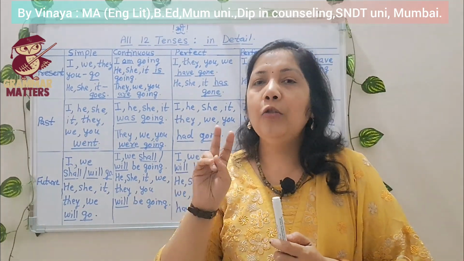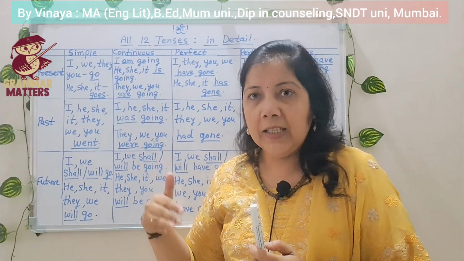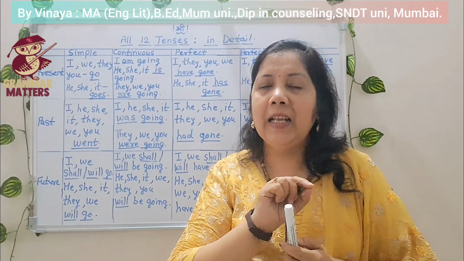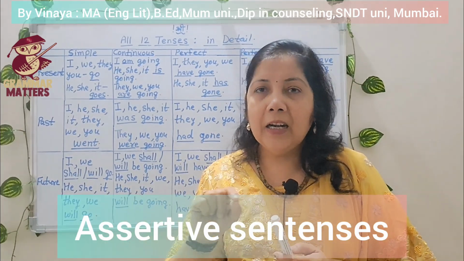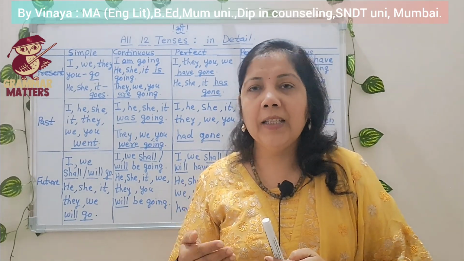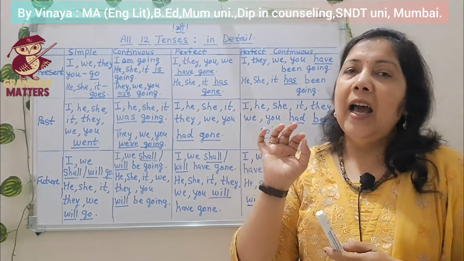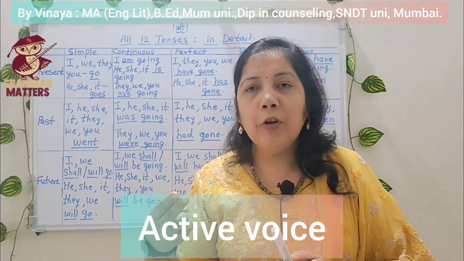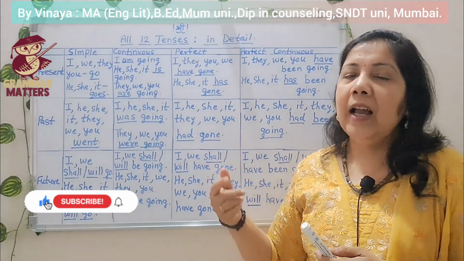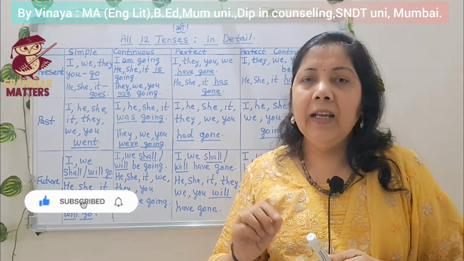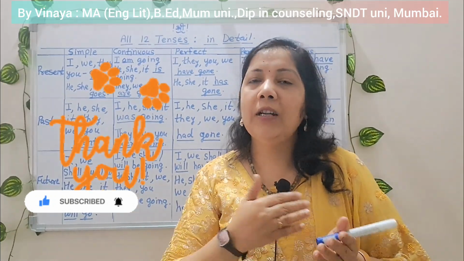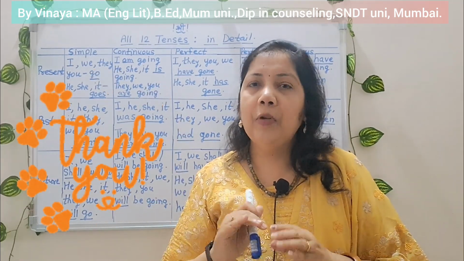I think everything I have explained in detail about the 12 tenses. Two more things I want to tell you about what I have taken today. All the sentences I have taken are assertive sentences. And the second, most important thing, is that all these sentences are in active voice. There are two voices in English, active and passive. All these sentences which I have taken today are in active voice. Separate videos, of course, I am going to do on active and passive voice, on types of sentences. Everything I am going to do.